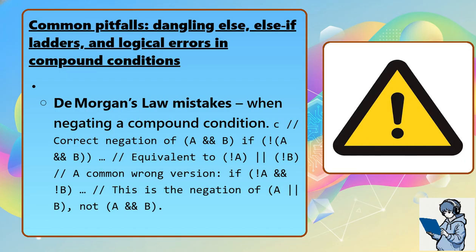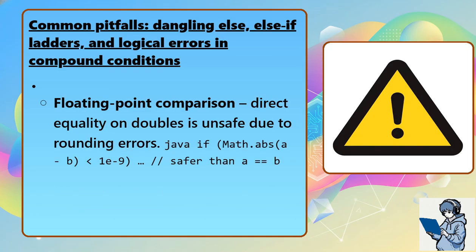De Morgan's law mistakes when negating a compound condition. Correct negation of A and B is not open parenthesis A and B close parenthesis, which is equivalent to not A or not B. A common wrong version is not A and not B, which actually negates A or B. Floating point comparison: direct equality on doubles is unsafe due to rounding errors. Safer to check if the absolute value of a minus b is less than 1 times 10 to the minus 9.